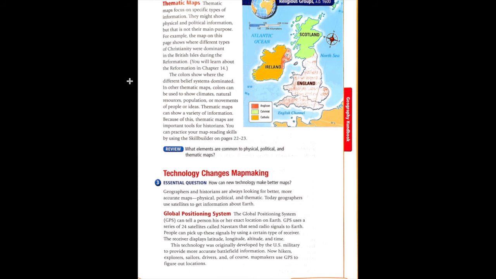Global Positioning System. The Global Positioning System, GPS, can tell a person his or her exact location on Earth. GPS uses a series of 24 satellites called navstars that send radio signals to Earth. People can pick up these signals by using a certain type of receiver. The receiver displays latitude, longitude, altitude, and time.